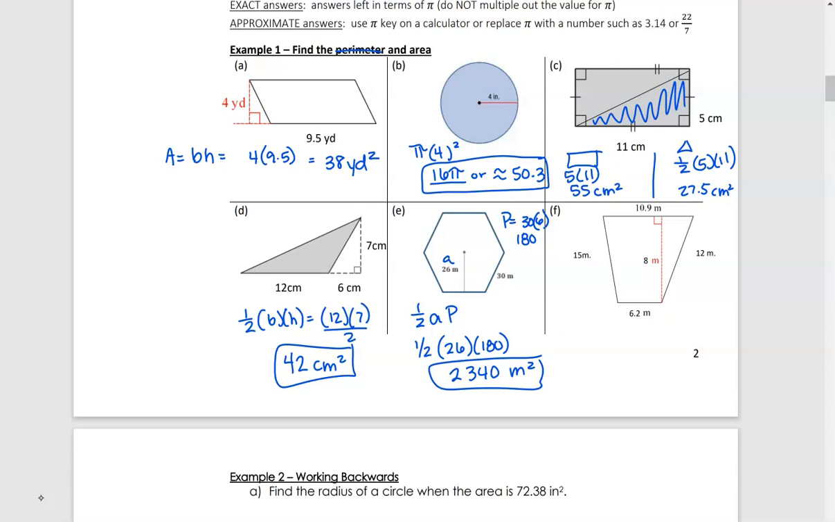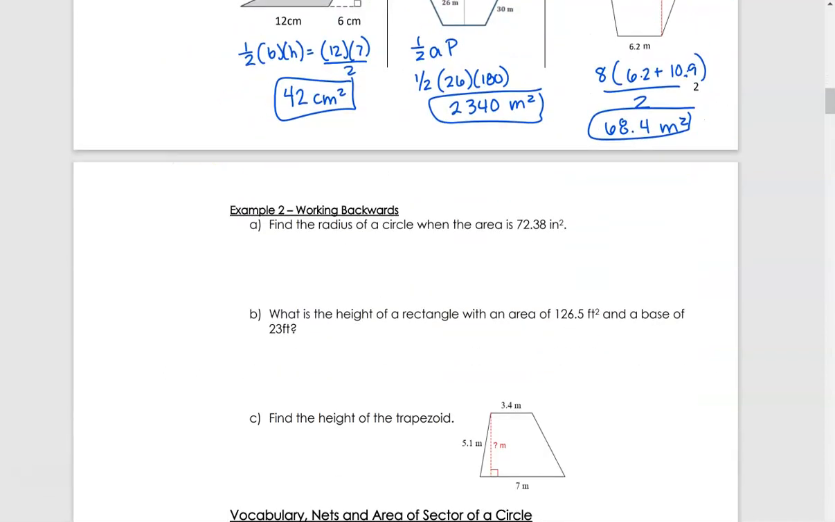And then we have a trapezoid. So 1/2, or you can put it over 2, some people like to do that. And then put your height here, 8. And then base 1 plus base 2. It doesn't matter which one's first because you're just going to add them together. So 6.2 plus 10.9. And then times 8, and then cut that in half, or multiply it by 0.5 to get 68.4 meters squared.